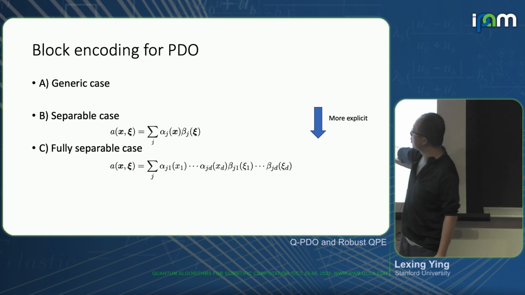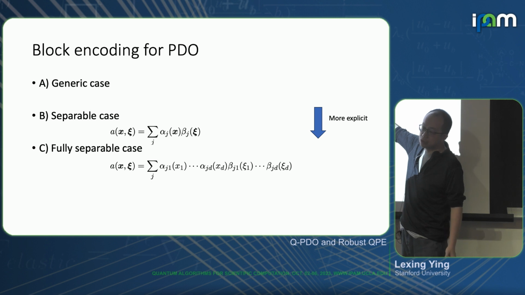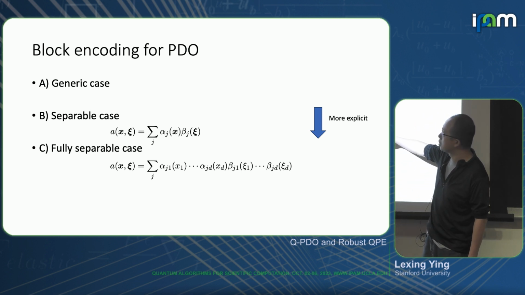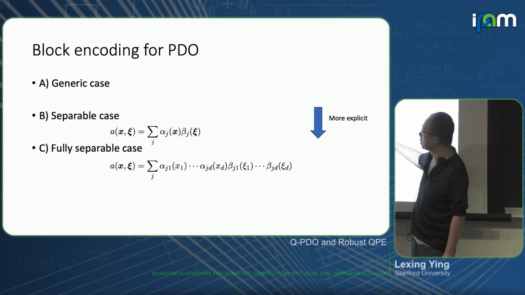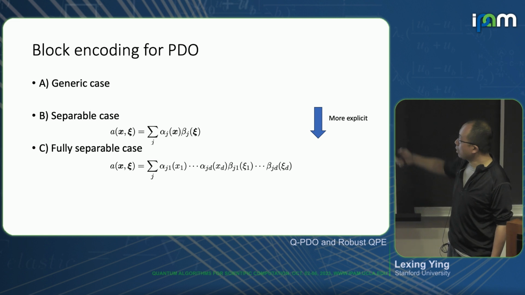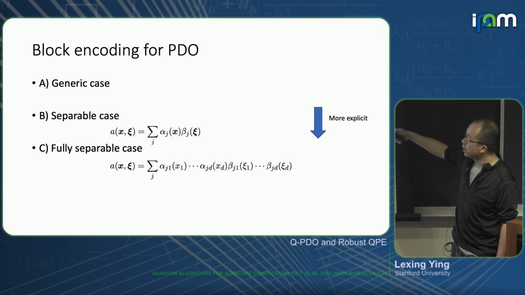Now, the number of terms here might be bigger. I mean, in fact, significantly bigger than here. But in many applications, the number of terms here can still be bounded polynomially in D and also polynomially in log P. Okay.